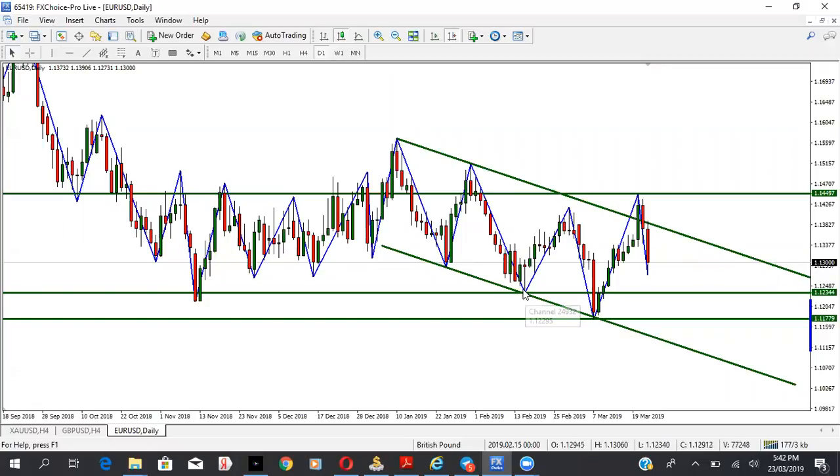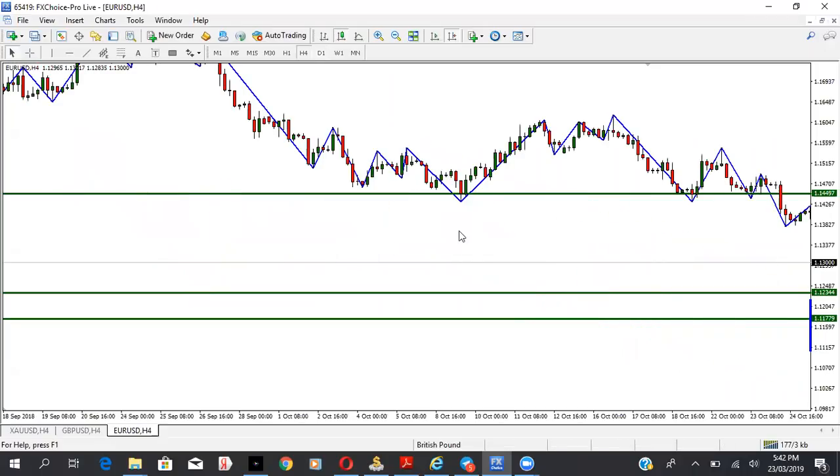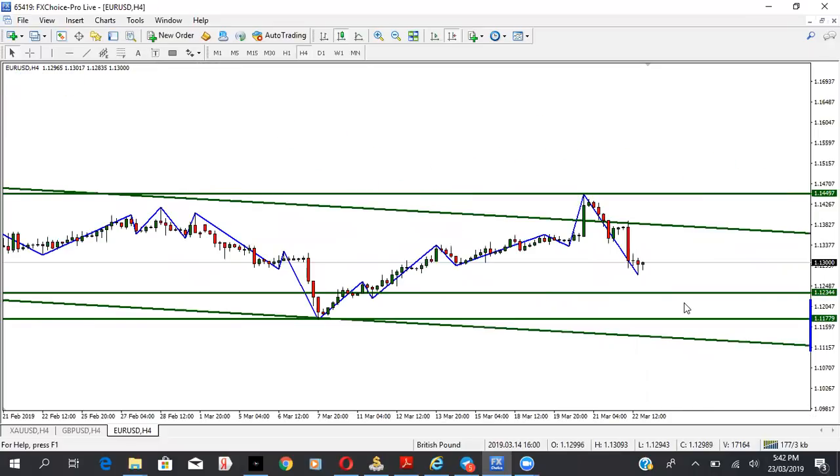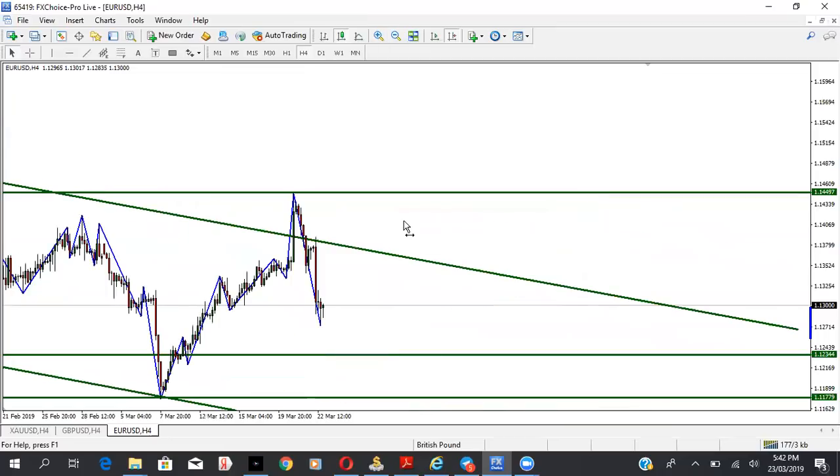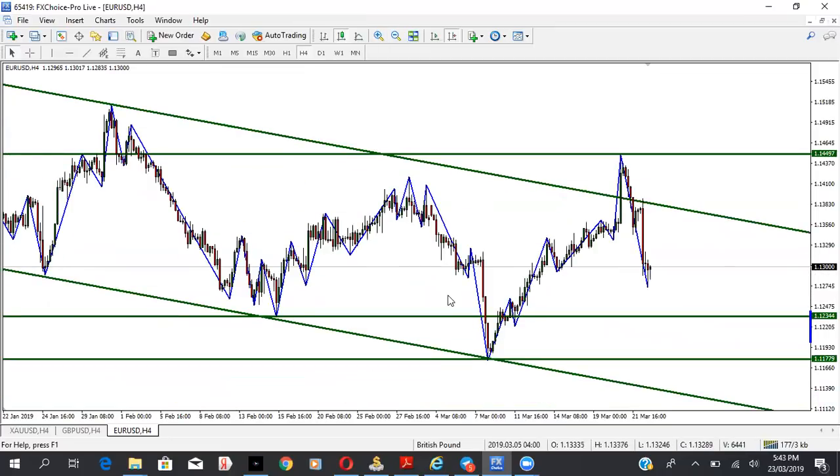Why am I taking this point into cognizance? Price broke through, came back above. This level is still support. It was only breached, but price did not stay below it. So it's still active. There's a tendency that if price comes down to it, it may bounce price back up. So I go down to my 4 hour.